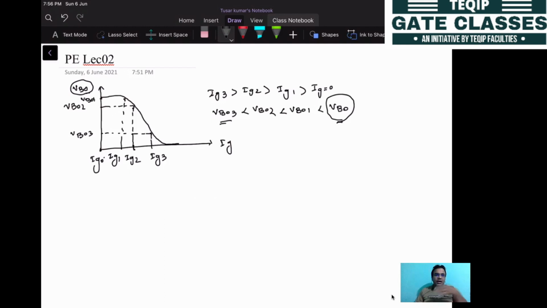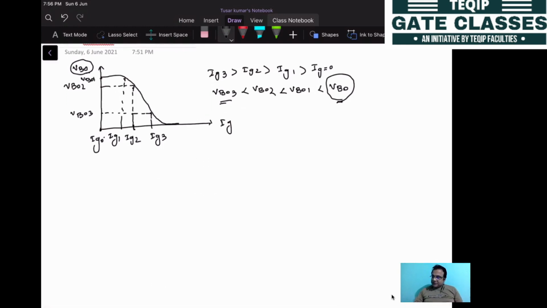So we can control the instant of switching of the thyristor. This is the reason why you can make one conclusion, that thyristor is a current controlled device. That means if you vary the gate current, only then can you control the device. That's why it is known as a current controlled device.